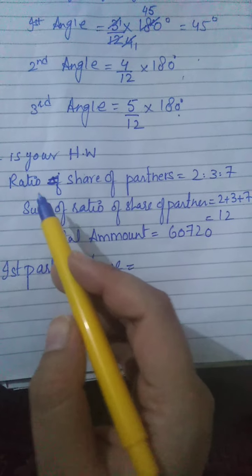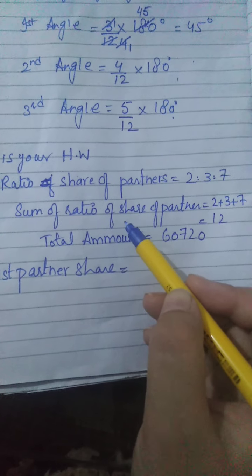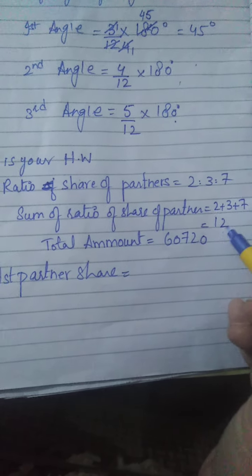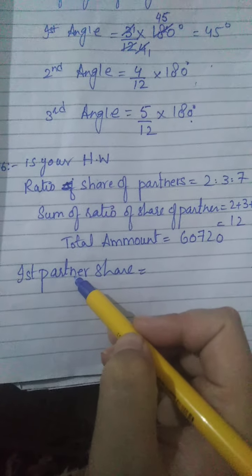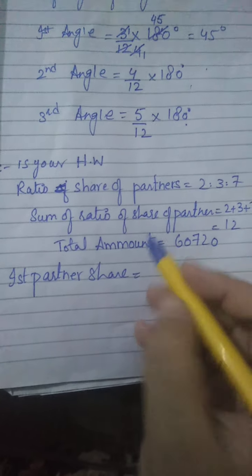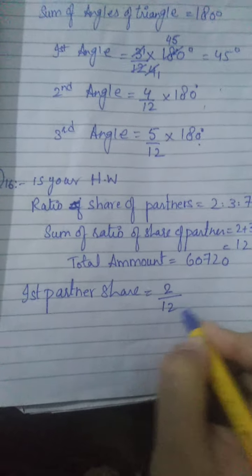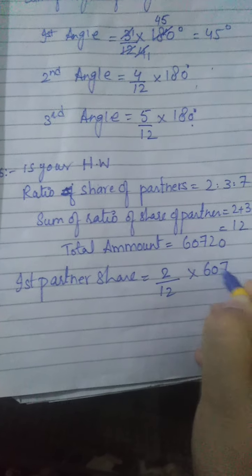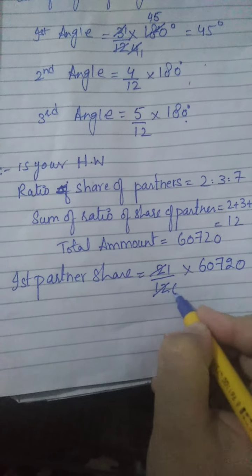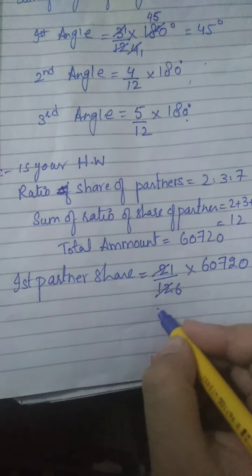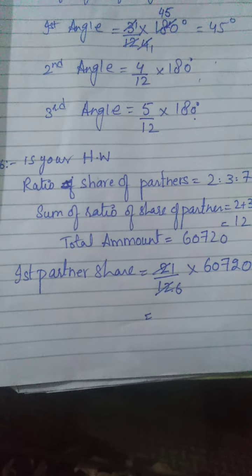In this question the ratio of shares of the partners is given. You have to find the sum of ratios of the partners. Simply adding all the ratios I will get 12. The total amount is given, so you have to find the share of the first, second and third partner. For the first partner write 2, the first ratio, divided by the sum of ratios, multiplied by this amount. 2 ones are 2, 2 sixes are 12. Now divide this amount by 6 and you will get the share of the first partner. Do it by yourself.